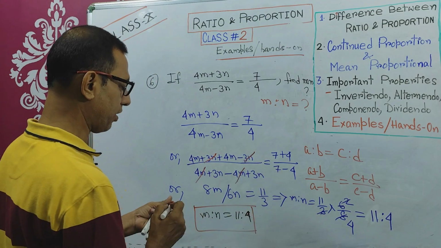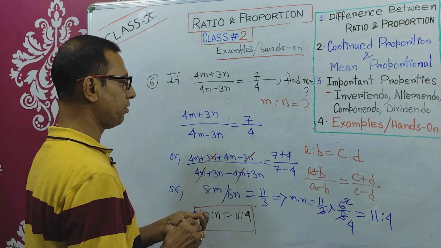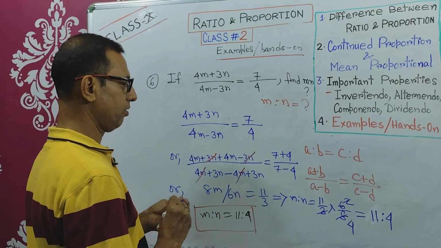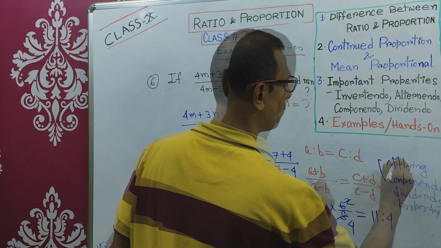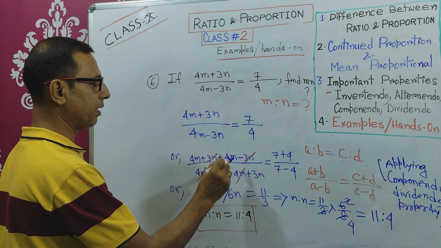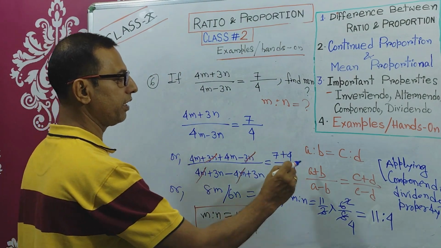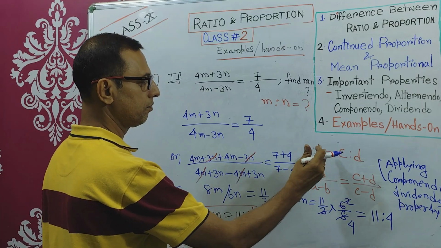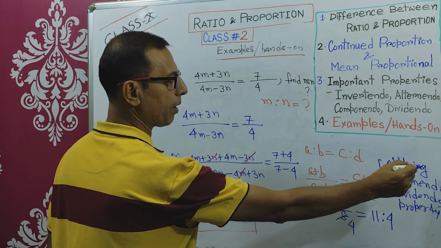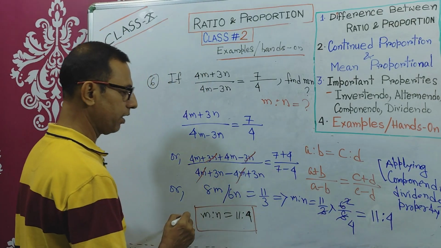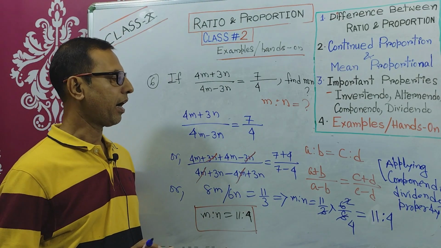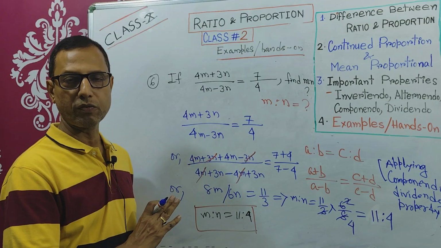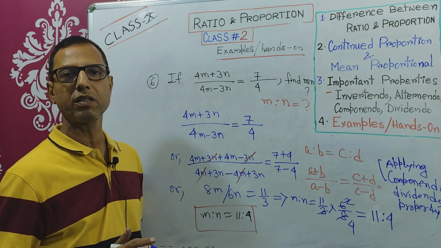So here what we have applied, you need to write down in that line itself, applying componendo dividendo. Where you are doing this a plus b by a minus b equals c plus d by c minus d, adjacent, in that same line you write down applying componendo dividendo property, right? That is what. So I hope you understand very well, and the examples are also very much useful, what I have explained in this particular video.